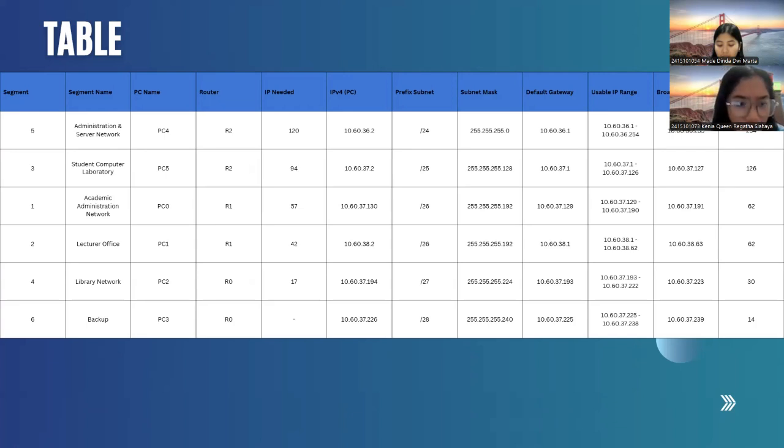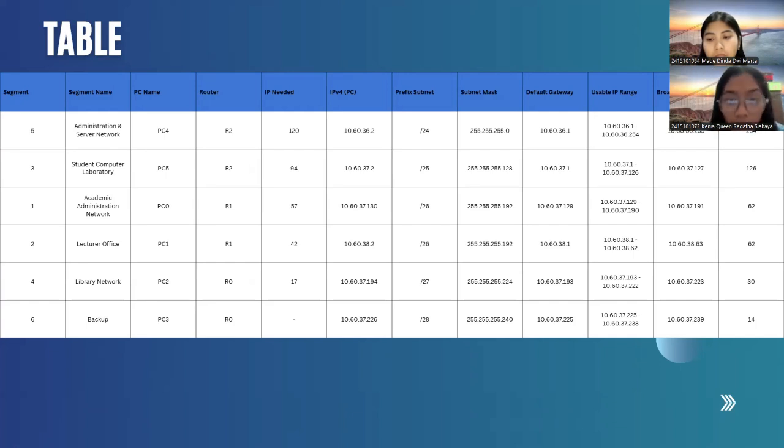And then the third one is the first segment, segment 1, which is Academic Administration Network. And we have the subnet mask of 192 and then a default gateway of 129, ranging from 129 to 190. 37.190. And then the broadcast address is going to be 37.191 with a total usable of 62. And then the fourth one, which is Lecture Office, we have a subnet mask of 192 with the default gateway 38.1, ranging from 38.1 to 38.62, and the broadcast address 38.63 with a total usable of 62.